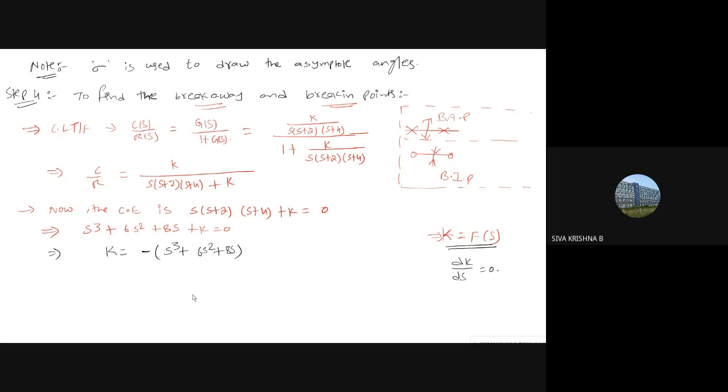Now differentiating K with respect to s. Assume this as equation 1. Differentiate equation 1 with respect to s. Then we get dK by ds equals 0. That implies d by ds of K, which is minus s power 3 minus 6s square minus 8s, equals 0. Differentiate this term and tell me the result.